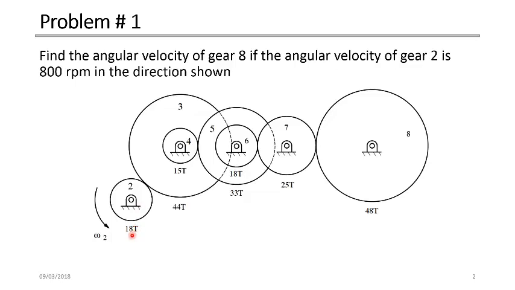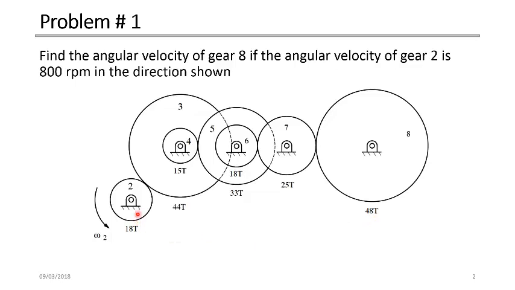Gear number 2 here has 18 teeth. Gear number 3 and number 4 are on the same shaft. Gear number 3 has 44 teeth. Gear number 4 has 15 teeth. Gear number 5 and gear number 6 are on the same shaft. The number of teeth for gear 5 is 33. The number of teeth for gear 6 is 18. Gear number 7 has 25 teeth, and gear number 8 has 48 teeth.